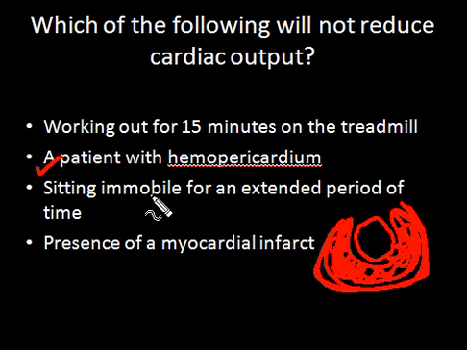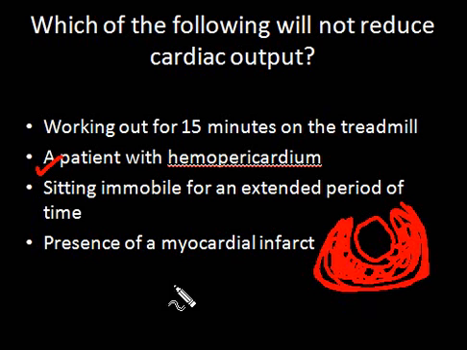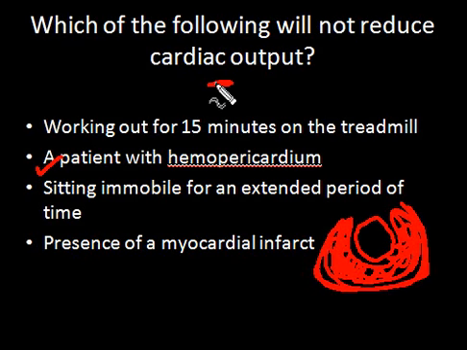Second one, sitting immobile for an extended period of time. Again, this has to do with venous return. When you're sitting immobile for an extended period of time, your muscles are not working, the lower limb muscles are not working, so blood tends to pool in your limbs and the venous return is reduced. If venous return is reduced, the end diastolic volume is reduced, which means the stroke volume will be reduced, so cardiac output will reduce. In fact, this sometimes causes dizziness. So it does reduce cardiac output.